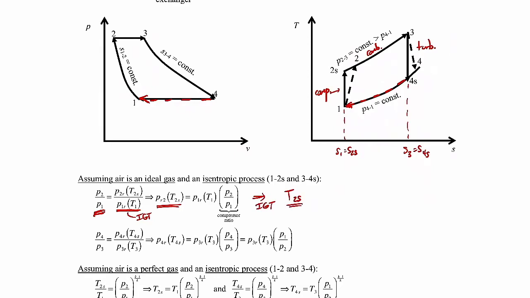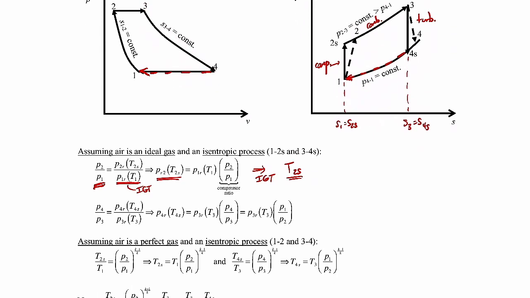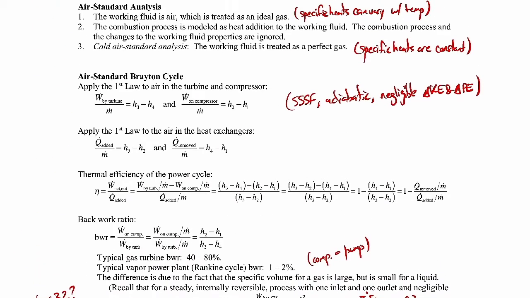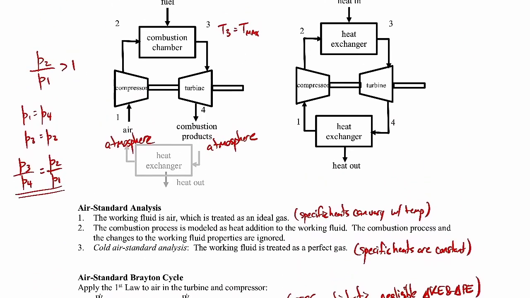You can do a similar sort of thing from 3 to 4, going through the turbine. Remember that the pressure ratio from 3 to 4 is the same as the pressure ratio from 2 to 1, right? Because you're going from atmospheric conditions to the combustor pressure. Pressure across the combustor remains the same. We're going from atmosphere to 2, the pressure across the combustor remains the same, and then at 3 to 4, you're going back to atmospheric. So this is how the pressure ratios are the same.